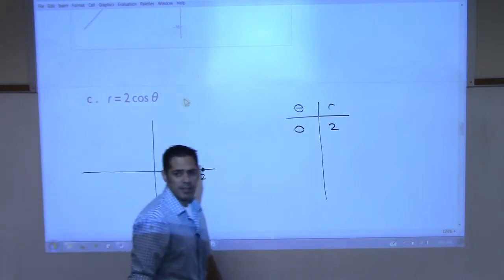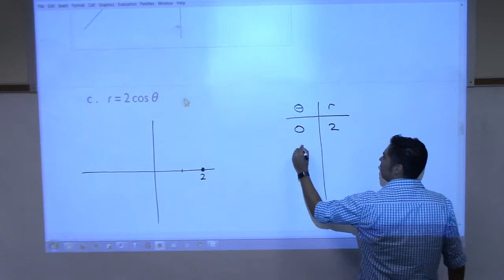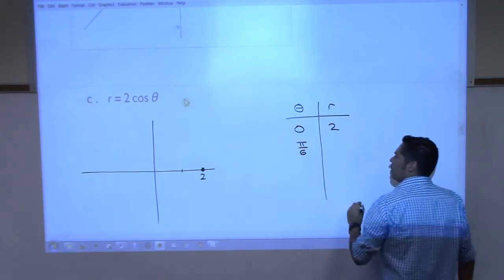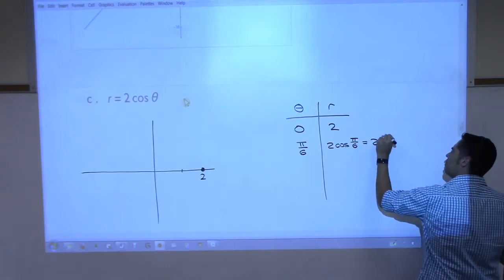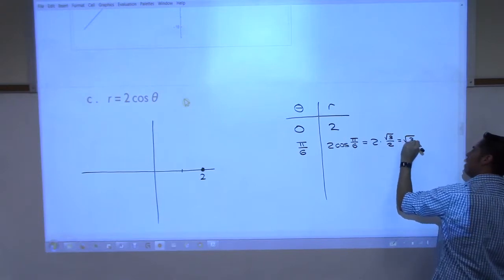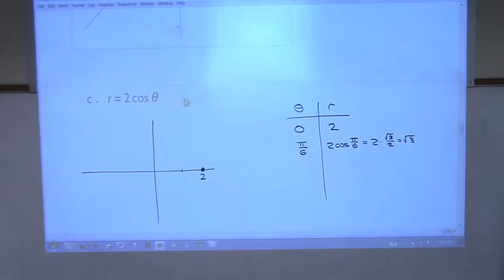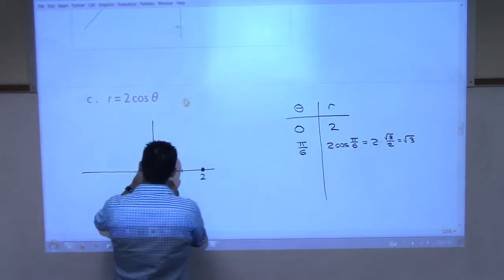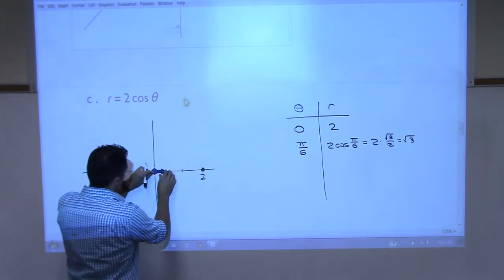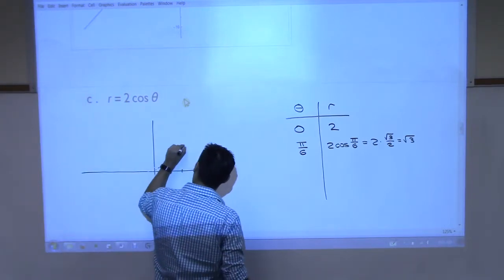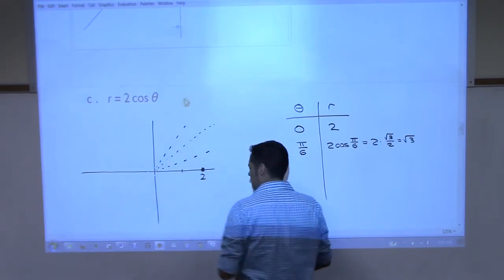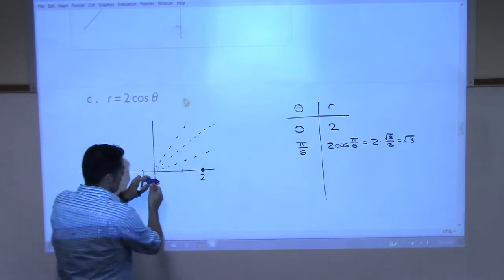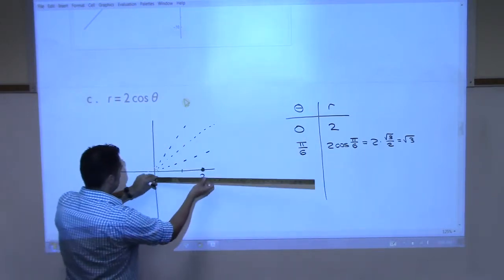Now I move to the next theta. Let's pick something we know. Let's go with pi over 6. That's going to be 2 cosine of pi over 6, which is 2 times root 3 over 2, which is just root 3. And root 3 is smaller than 2, bigger than 1 point something. You can get your calculator out if you want. What is it? 1.73. So imagine if I were to take a circle of radius 2.